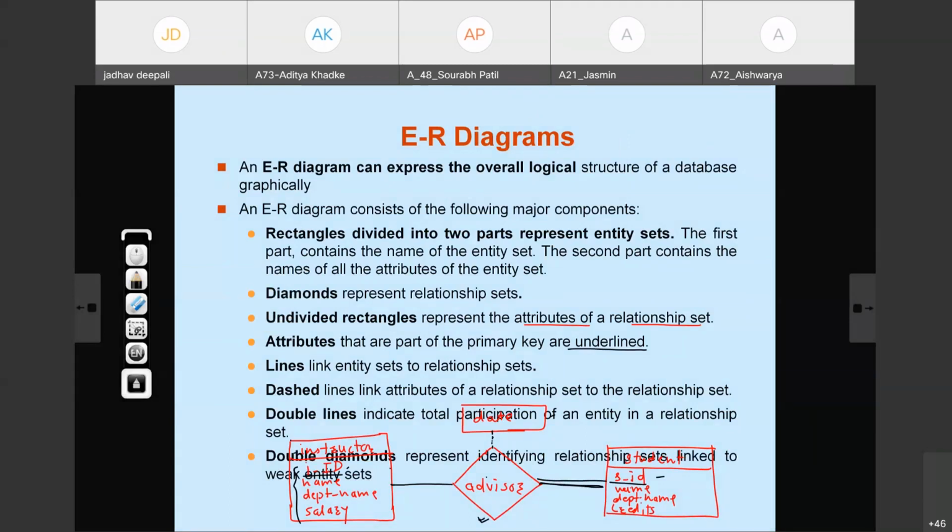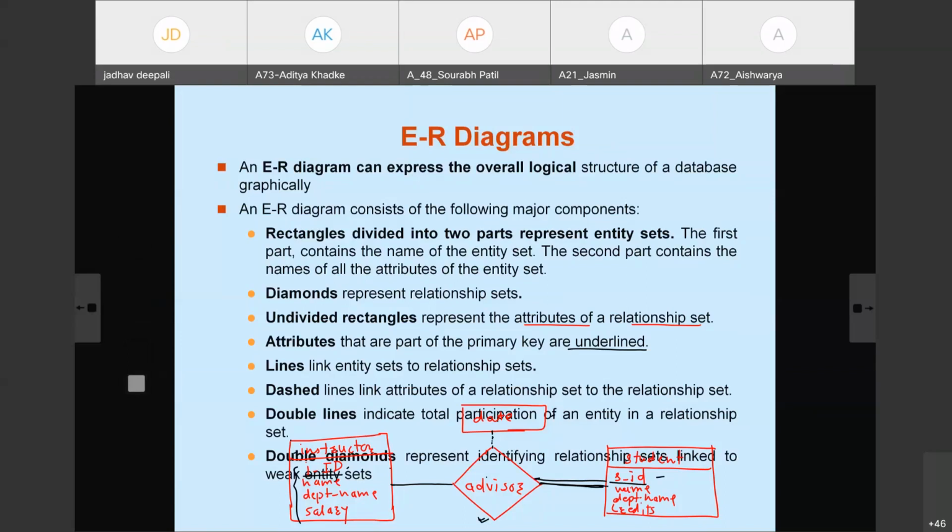While a single line indicates partial, or total but not necessarily. If it is total participation, then double solid lines are used, indicating that the entity set's participation in that relationship set is a total participation.